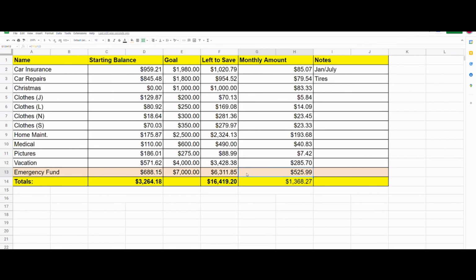So our monthly amount for our emergency fund is going to be $525.99. And our total, if you add up everything, our total to put to savings every single month is going to be $1,368.27, which I feel like is very doable, especially when we pay off the van.